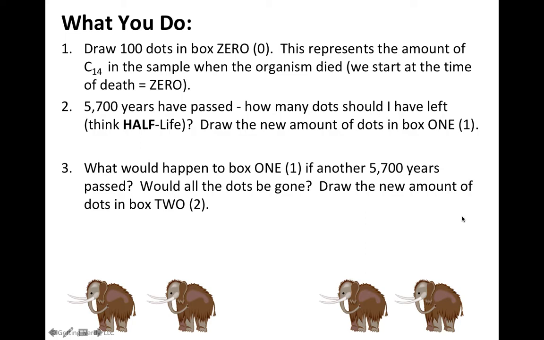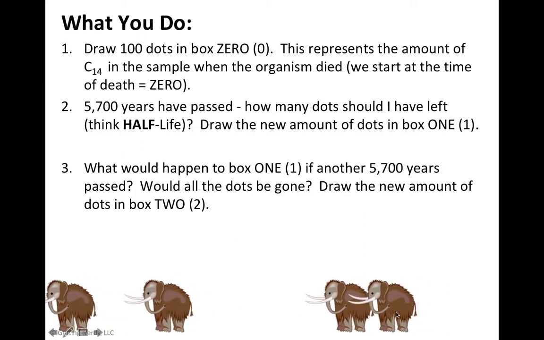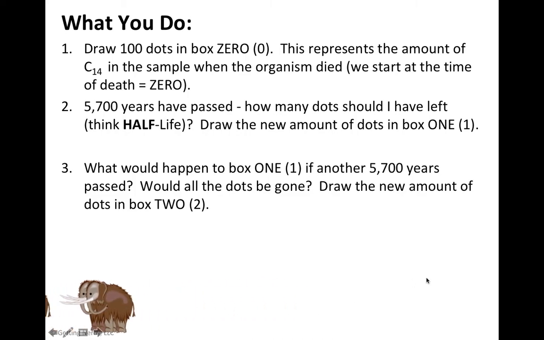100 dots. Yes, I said 100, in box 0. This represents the amount of carbon-14 in the sample when the organisms die. So we're going to say the time of death is 0. Box 0 is when the animal died. So we have these woolly mammoths, they're roaming around, and bye-bye, they all died. Oh, so sad. So now in box 0, please draw 100 dots. Pause the video.